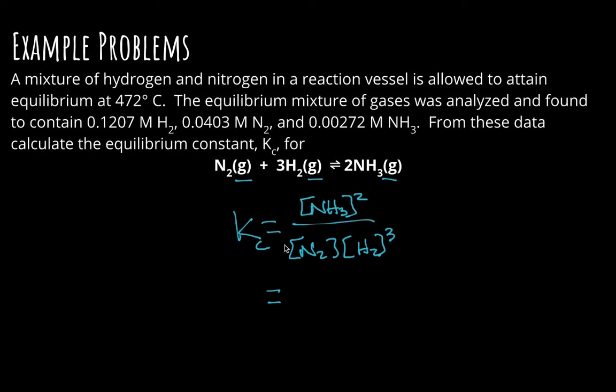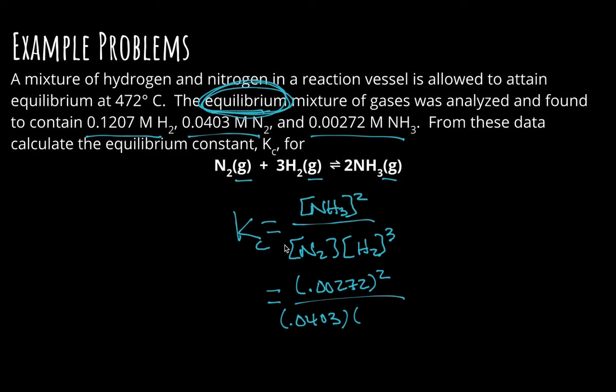So now all I have to do is, if you notice in the problem, it tells me what the equilibrium concentrations were. So it said the equilibrium mixture of gases was analyzed. This here is really important because you can only do this if you have the equilibrium concentrations. So it tells me it has this much H2, this much N2, and this much NH3. So all I have to do here is plug those values in. So I'm going to do 0.00272 squared over 0.0403 times 0.1207 raised to the third power. Solve that, and I get 0.1044. So that's my Kc value for this one.